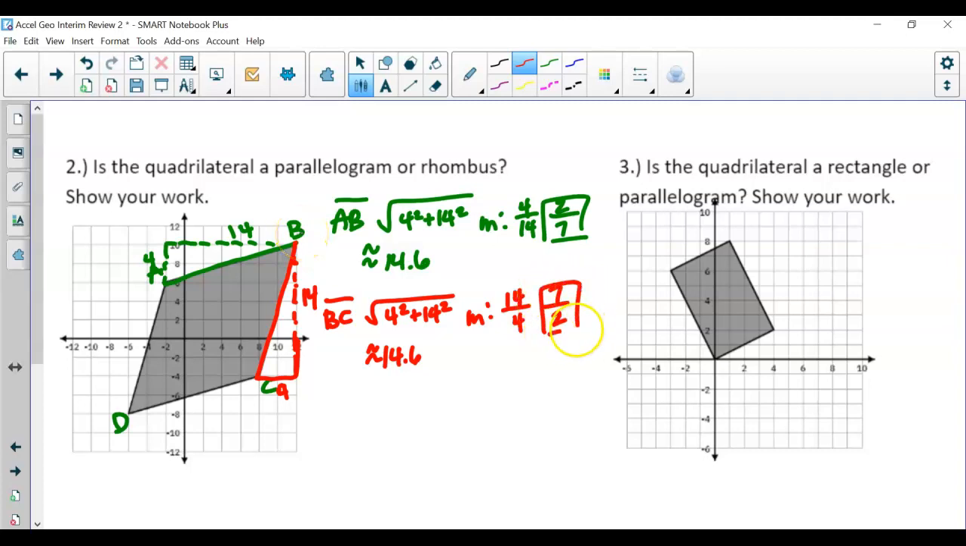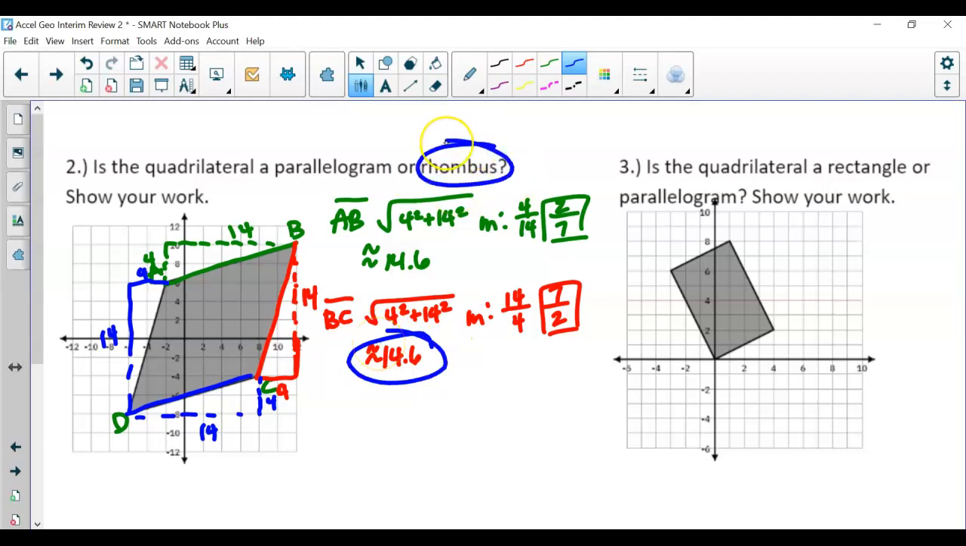Notice our slope is still positive. So do we have a 90-degree angle here? Well, no. But we're also looking to see if it's a parallelogram or a rhombus. So are all of the sides going to be the same? If you counted, this is 4 and 14. If you counted, this is 4 and 14. Because all sides are congruent at 14.6, that's why this figure is a rhombus.